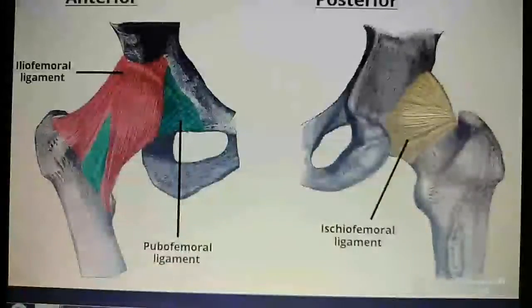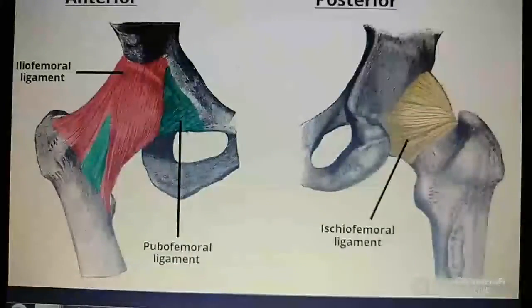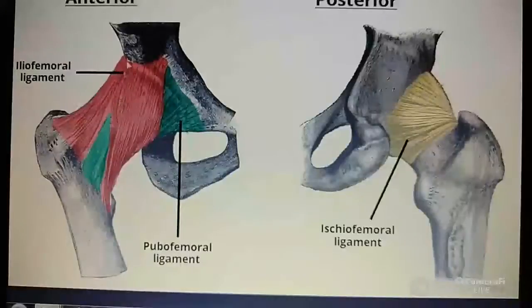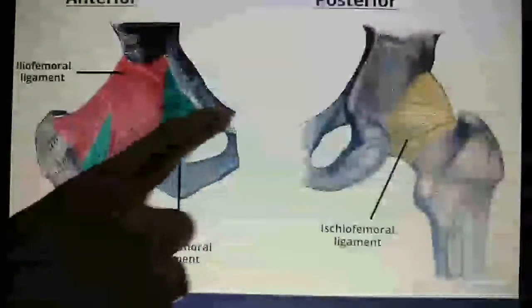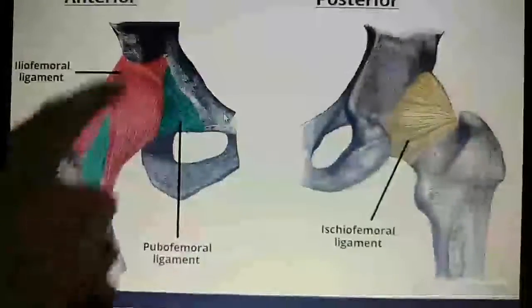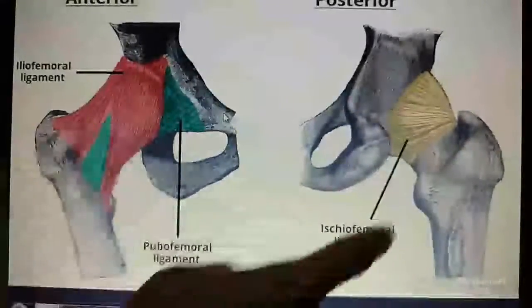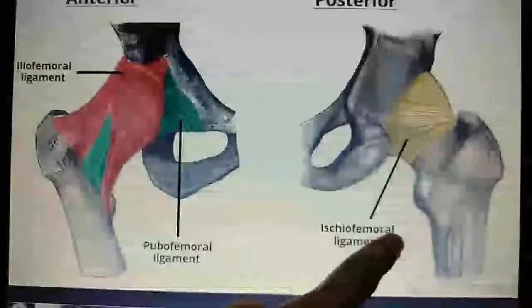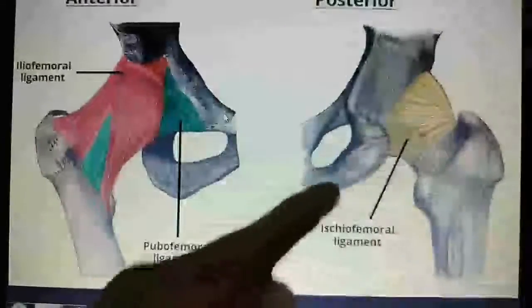Anterior and posterior ligaments. First of all is the iliofemoral ligament, the strongest ligament, which goes superiorly from the ilium to connect to the greater trochanter. And this one is the pubofemoral ligament, which connects to the pubic bone. This one is the pubic bone, connected to the pubofemoral ligament and iliofemoral ligament, and behind to the ischiofemoral ligament, in the posterior view. This is the ischium.